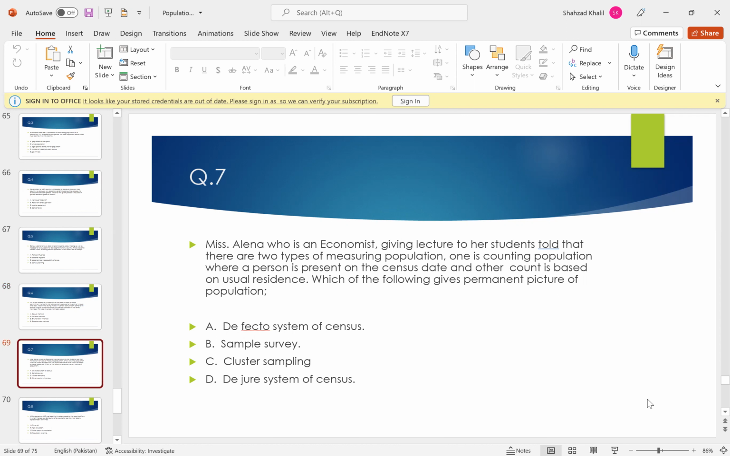Miss Alina, who is an economist, giving a lecture to students, told that there are 2 types of measuring population. One is counting population when a person is present on the census date, and the other count is based on usual residence. Which of the following gives a permanent picture of the population? De facto system, sample survey, cluster sampling, or de jure system of census? Yes, the correct answer is D, de jure system of census. The person is counted at his or her usual place of residence.